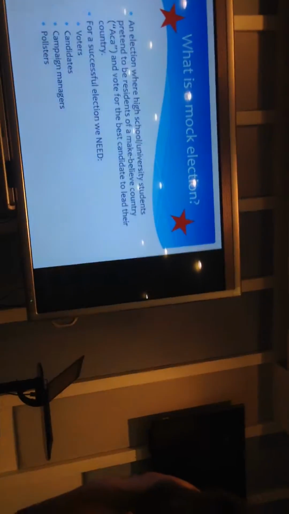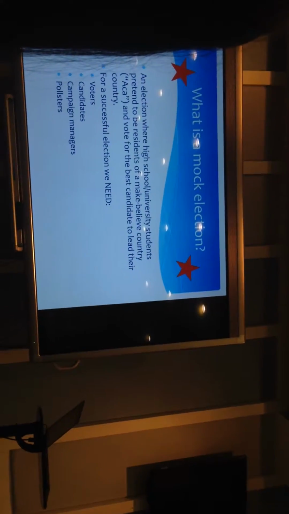Okay, so that's a little bit about the U.S. elections. Now we'll talk a little bit about what you guys would do if you participate. And it's really cool, okay? So we have an election where students pretend to be residents of a make-believe country called ACA. Or we could name it anything we want. Right? We could make any name we want for it, okay? And you vote for the best candidate to lead the country.